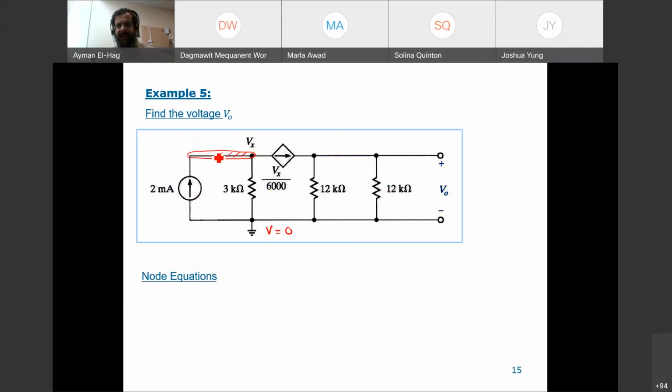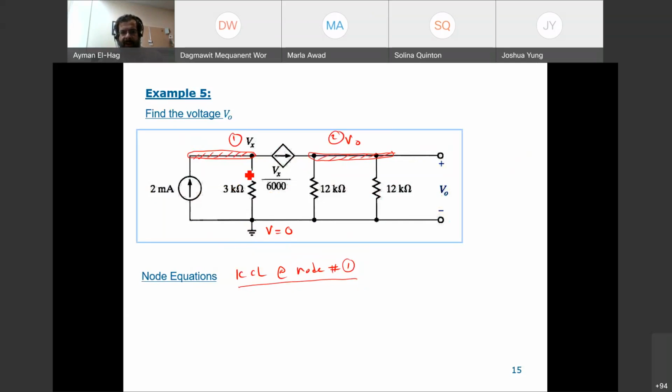I have this node, which is Vx to the ground. So this is Vx. And then I have this node as well. And this node is given to me as V0. So this is V0. So we have two nodes. So I need two equations to solve them. Okay. So apply KCL. I will call this node 1 and this node 2. So apply KCL at node number 1.